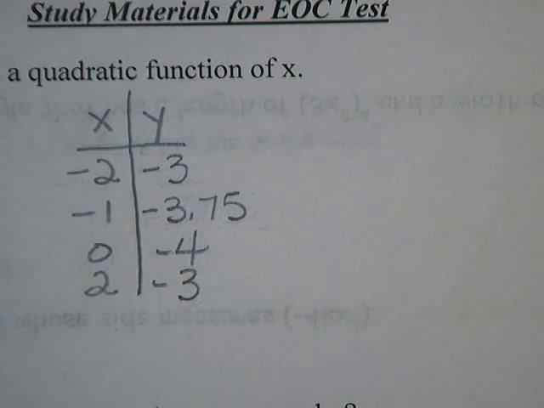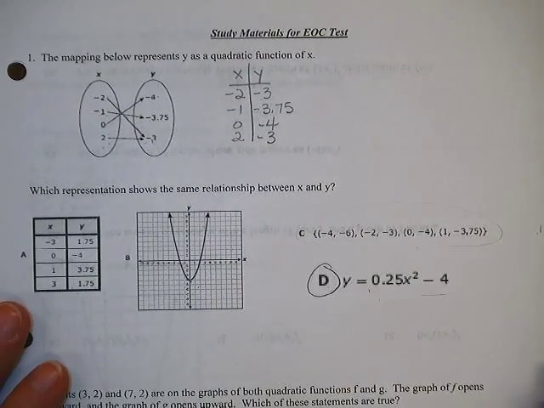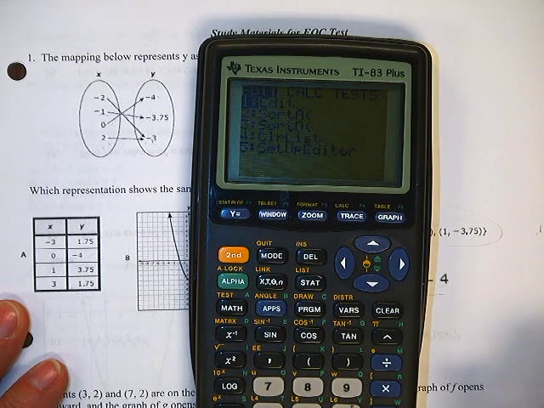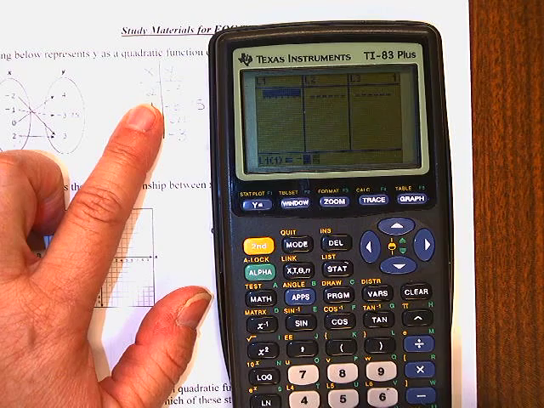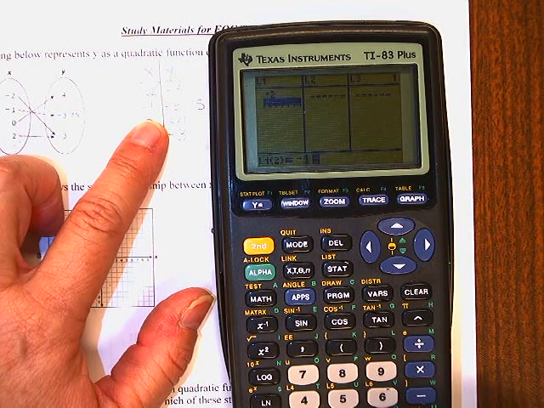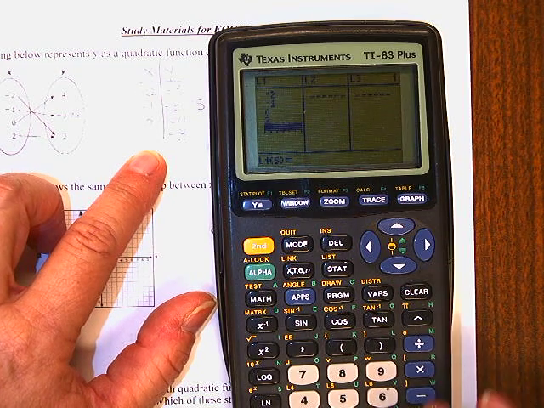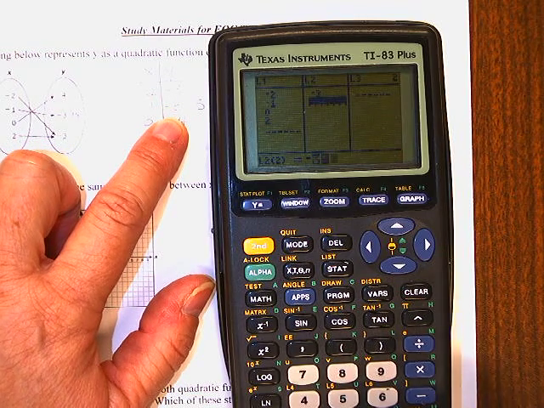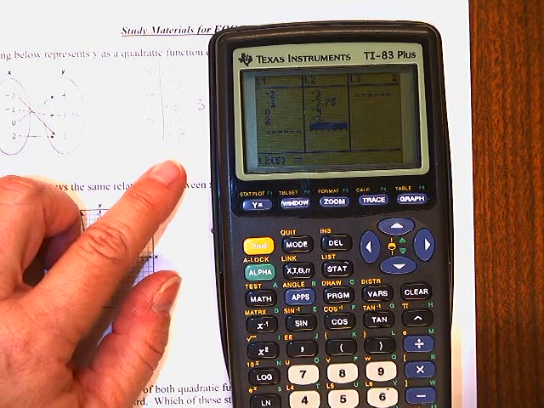Now, if that wasn't the correct one, then I could use my calculator and go to Stat, and there is Edit, and I'd hit Enter, and in my calculator I'd put the values of -2, Enter, -1, Enter, 0, Enter, and 2, Enter. Then arrow over and say -3, Enter, -3.75, Enter, -4, Enter, -3, Enter.